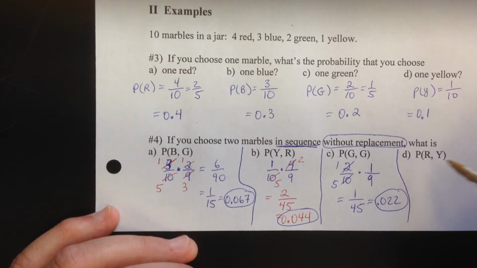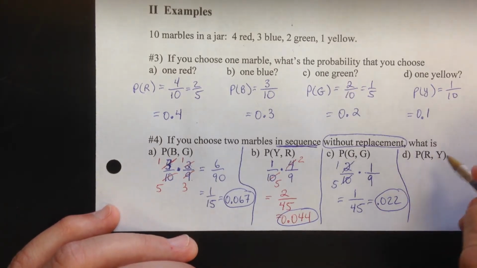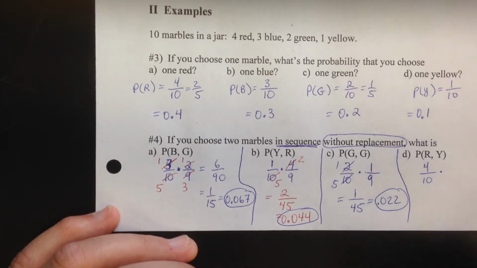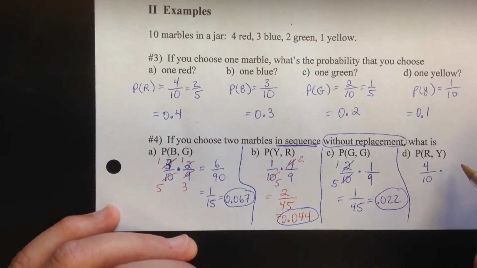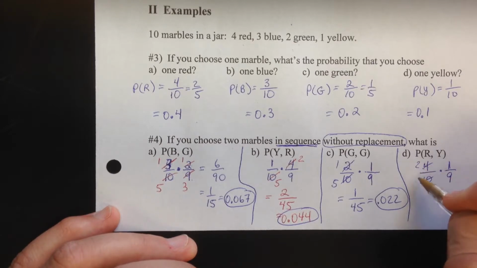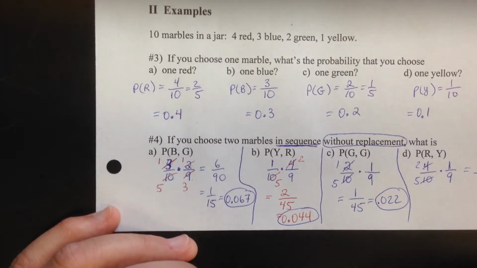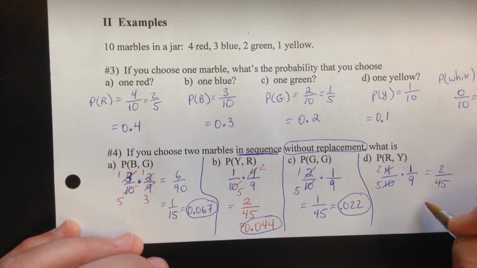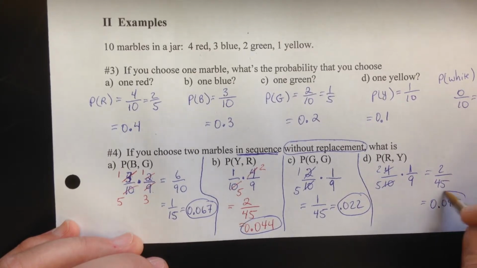Now the last one is red, yellow, in that order. We have 4 red, so that's 4 out of 10, times we have 1 yellow, that's 1 out of 9, because there's one less marble because we already picked one. And again, we'll reduce 2 over 5. 2 times 1 is 2. 5 times 9 is 45. And we've already seen that's 0.044.